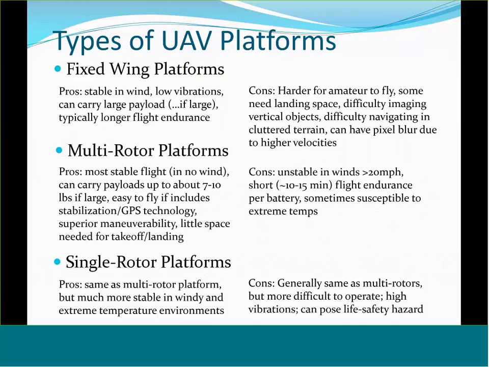The downside to a multi-rotor platform is they tend to be pretty unstable in winds. When we've tried to fly them in winds in excess of 20 miles per hour, we've had some scary moments. And they can also have some pretty short flight endurances, usually between 10 to 15 minutes per battery if you're carrying a sensor. They can go up to 25 or 30 minutes if you're not carrying a sensor. And we've also had some issues with these platforms being susceptible to extreme temperatures.